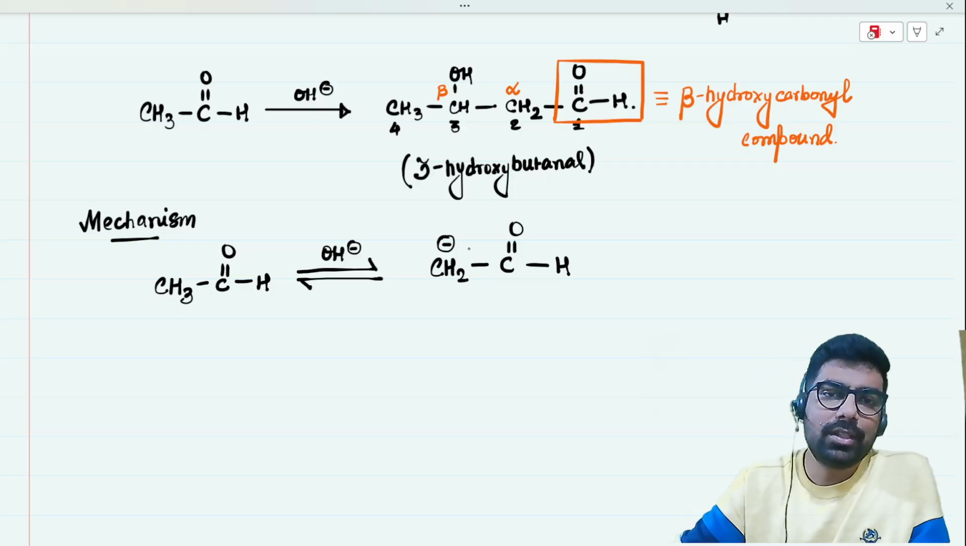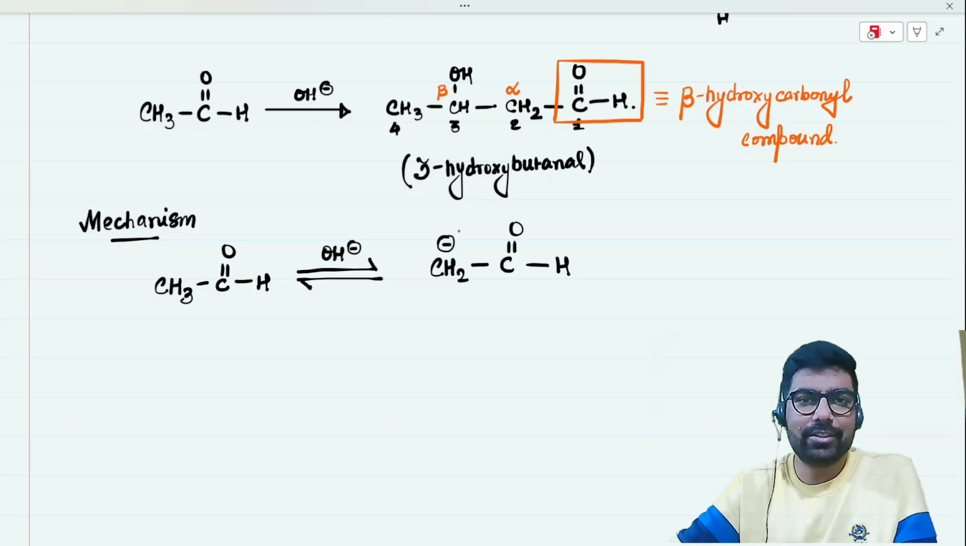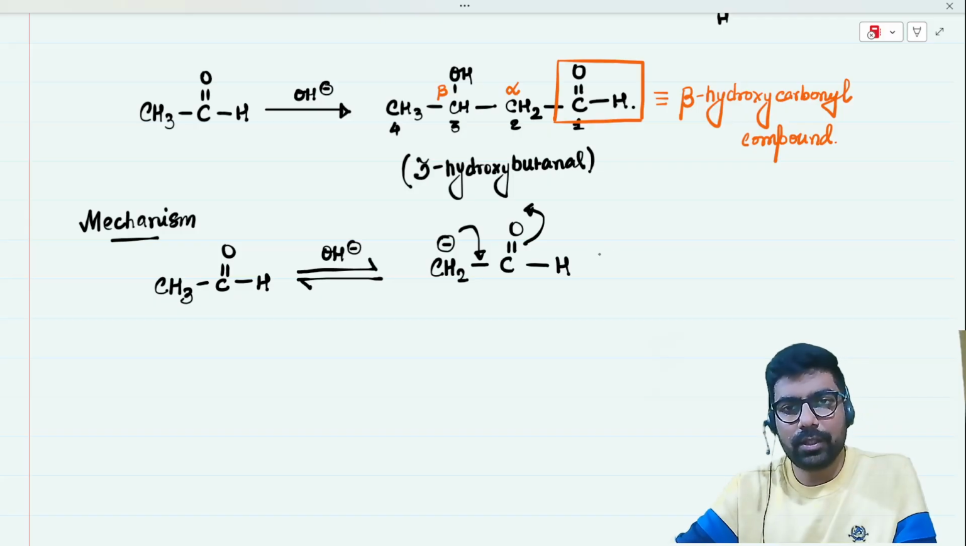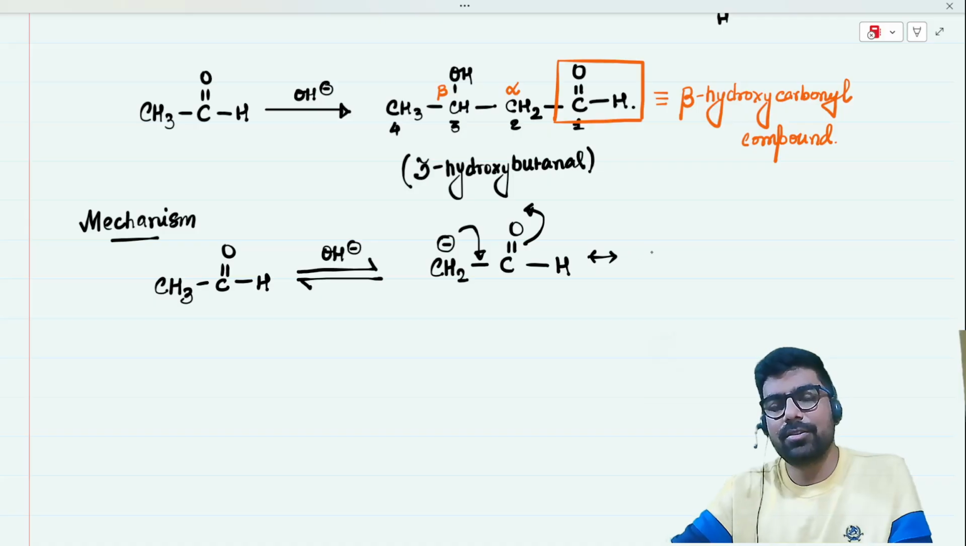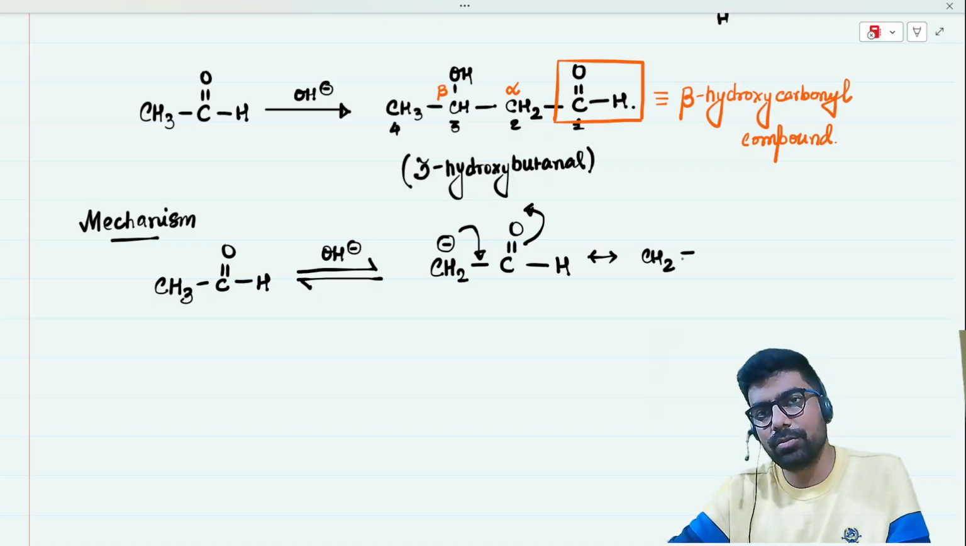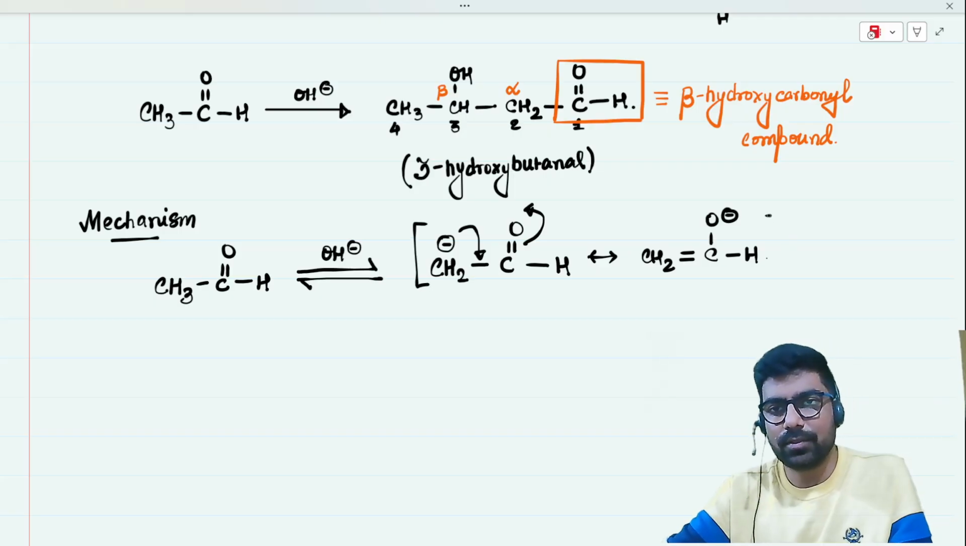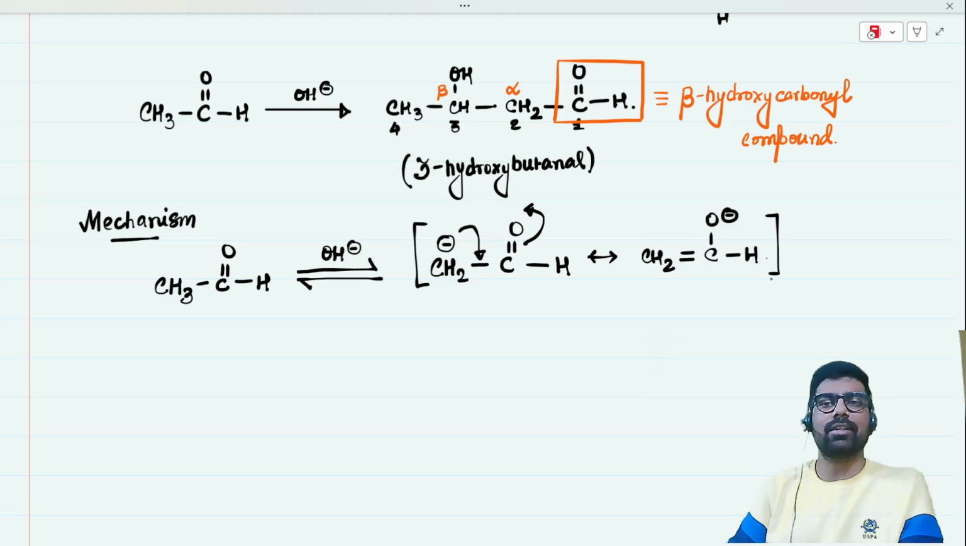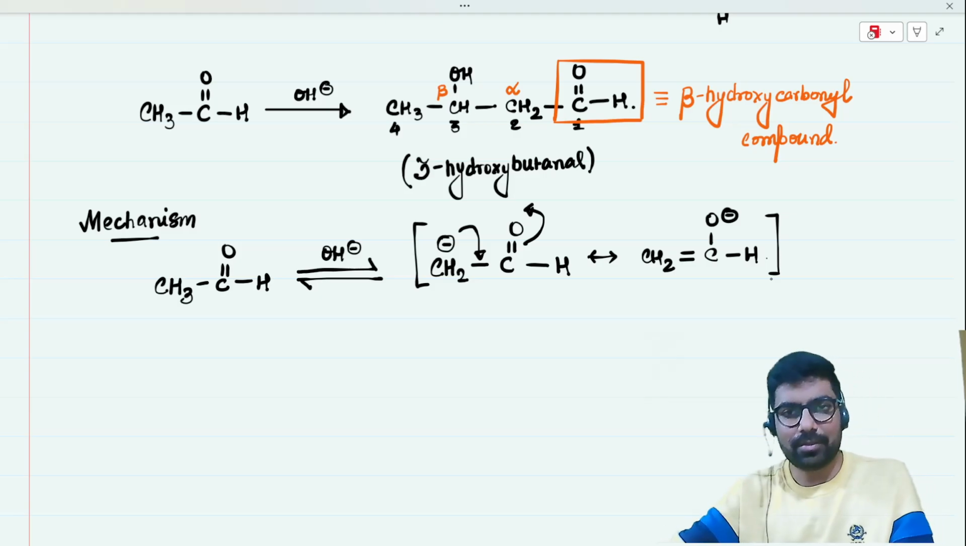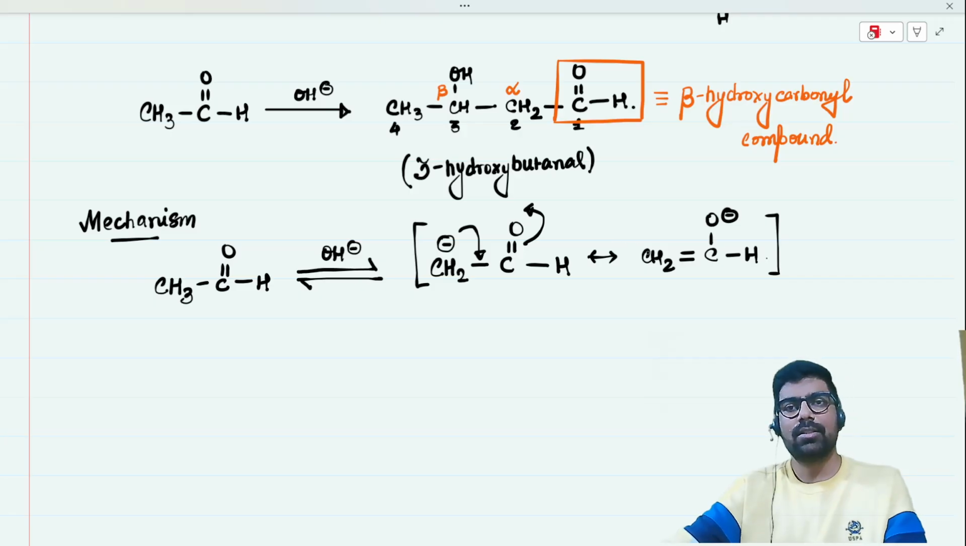Clear? Now see, this negative charge that is there, it is resonance stabilized. So it can push back over here, it will go over there. So we have a resonating structure, CH2 double bond C, O minus, H. So basically this carbanion that is formed is stable because it has resonance stabilization. In GOC we have studied when something is stabilized by resonance, it adds some kind of stability to it. Now see, this is the first part that is done.